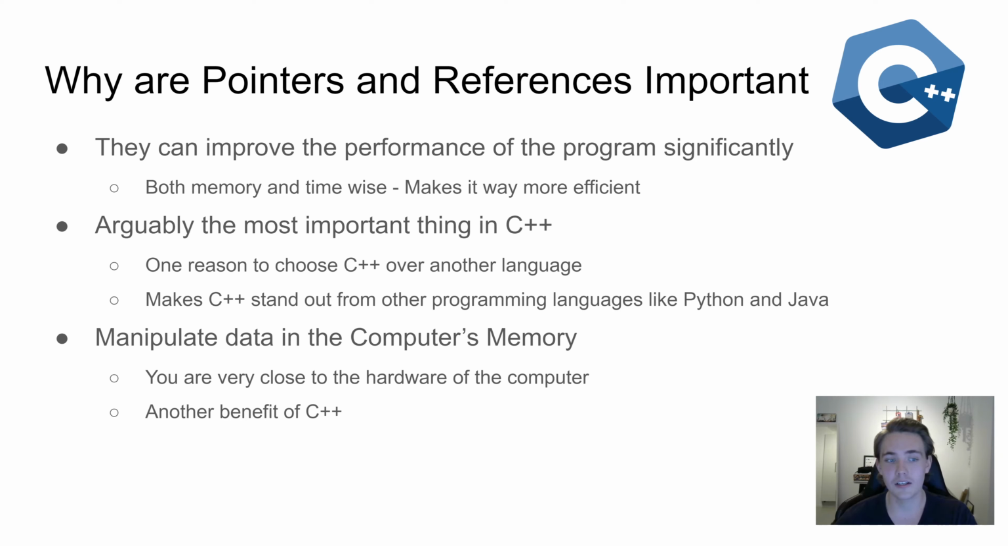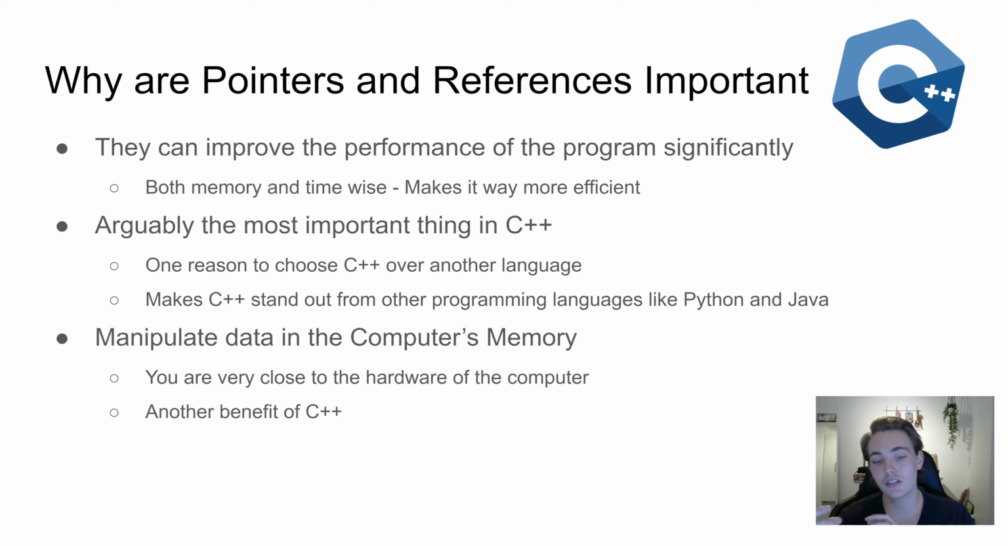We can also say that pointers and references are arguably the most important thing in C++, because it is one reason to choose C++ over another language. We have pointers and references, which we don't have in Python and Java, which makes C++ stand out from those languages. We're really close to the hardware of the computer, so we can manipulate the data directly in the computer's memory by using pointers and references to some memory address in the memory of the computer.